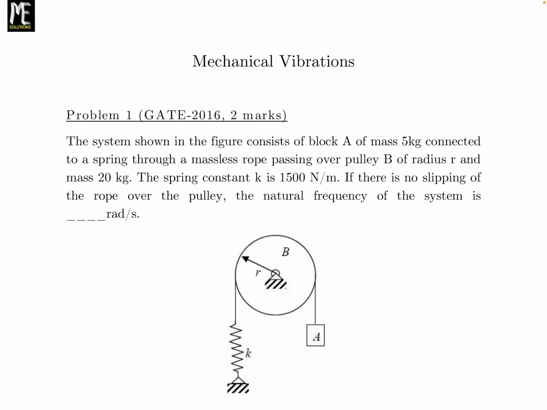The system shown in the figure consists of a block A of mass 5 kg connected to a spring through a massless rope passing over pulley B of radius r and mass 20 kg. The spring constant is 1500 Newton per meter. If there is no slipping of the rope over the pulley, what is the natural frequency of the system in radians per second? So let's try to solve this problem.